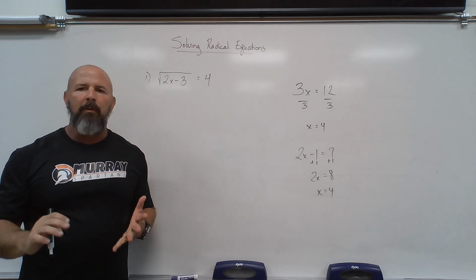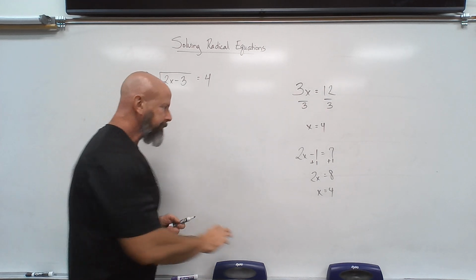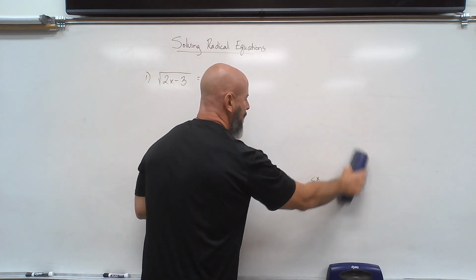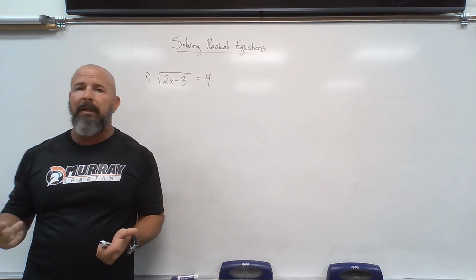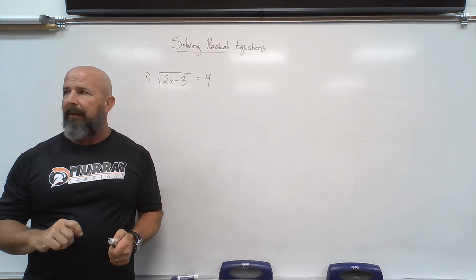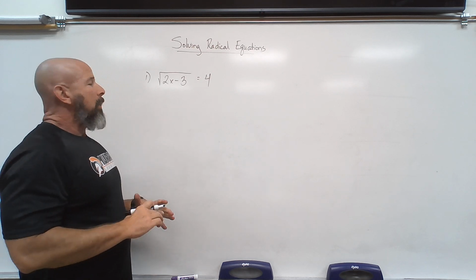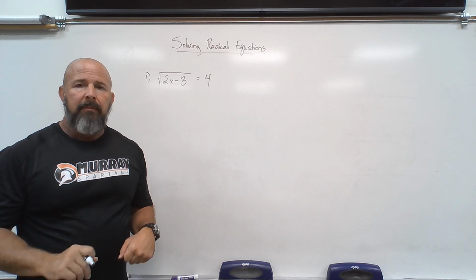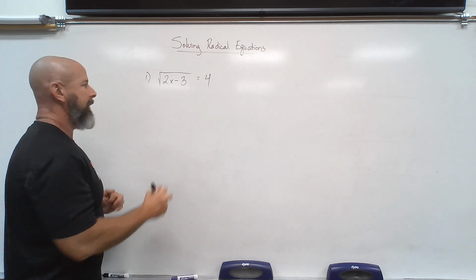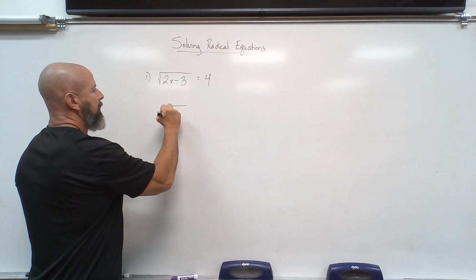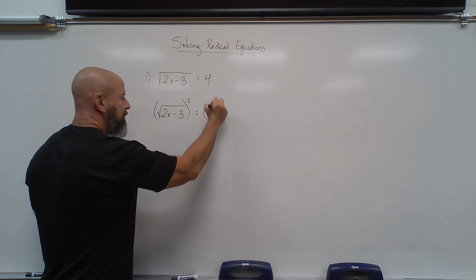I need that square root out of the way. Right? So I need to get rid of that square root. Then I will have an equation that I have seen before. That doesn't mean that I'm going to have an easy equation every time, but it's definitely going to be something I've seen before. So to get rid of that square root, we're going to use the opposite operation. The opposite of square rooting would be squaring. So what I want to do is square both sides.